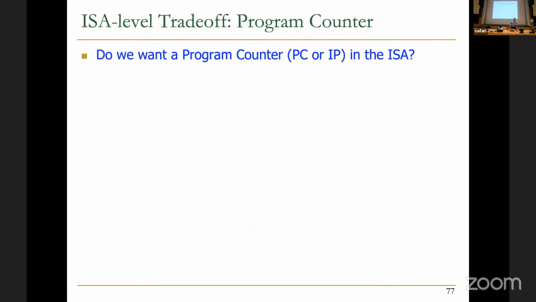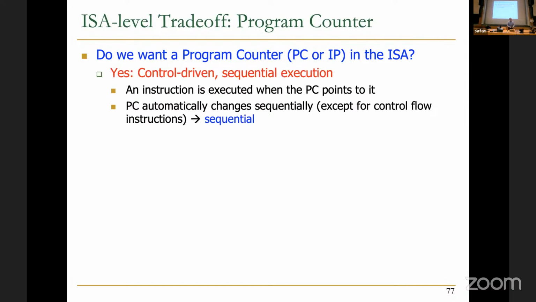Okay, so basically, now we have a very interesting ISA level trade-off. What do we expose to the programmer? Do we want a program counter or IP in the ISA? If your answer is yes, then you get control-driven sequential execution, and an instruction is executed when the program counter points to it. And the program counter automatically changes sequentially, except for control flow instructions. This is a sequential model.